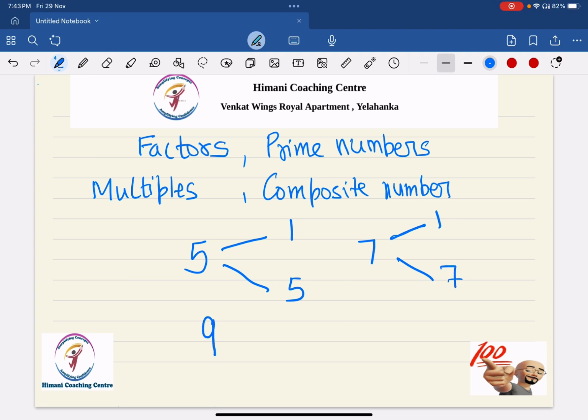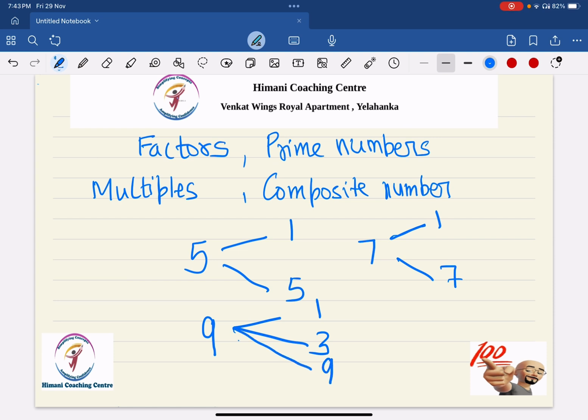Now look at 9. Now 9, 1, yes. Now see, in the table of 2, does 9 come? No. In the table of 3, does 9 come? Yes. Why? 3 threes are 9. So that means 3 is also a factor. Then 4, 9 does not come in the table. 5, 9 does not come. 6, 9 does not come. Likewise, in the tables of 7 and 8, 9 does not come.